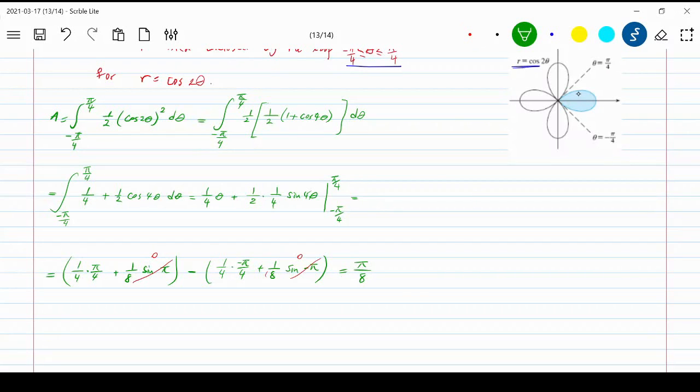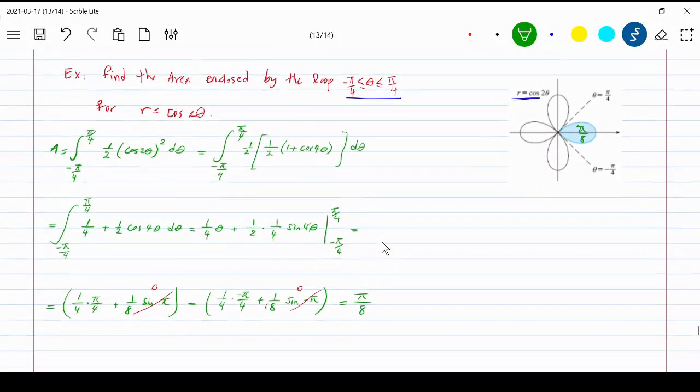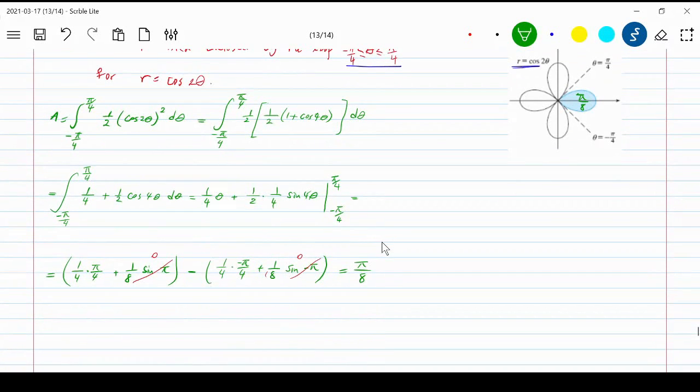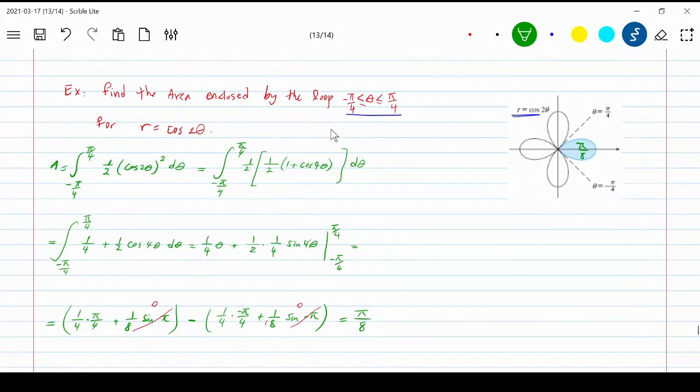So the area of this flower is simply pi over 8. And if you want to find the whole area, you just multiply by 4 and you will get pi half as the total area. Okay, so this is the case. If you're given where to bound it, it's quite easy.